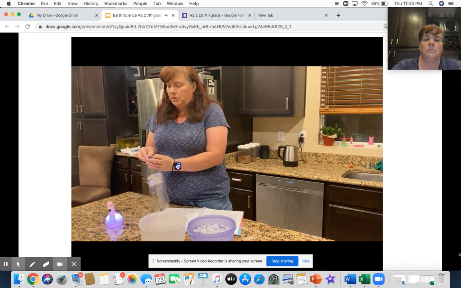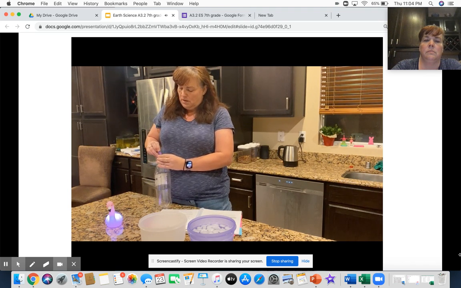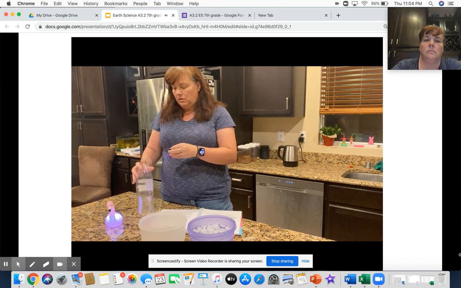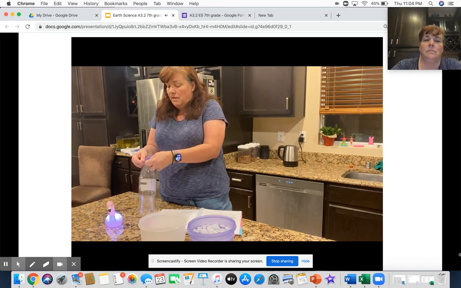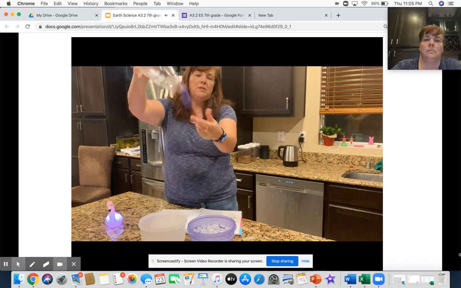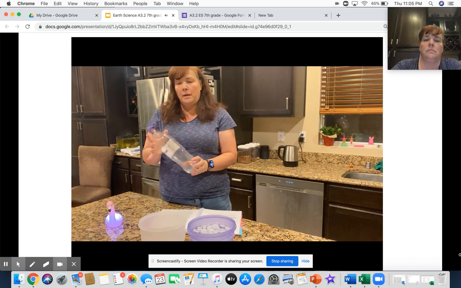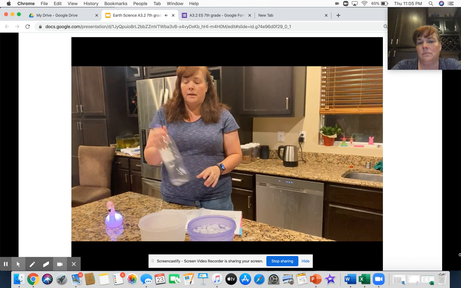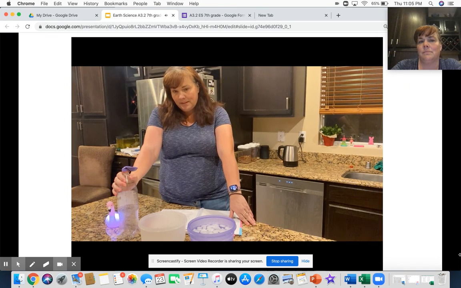So I'm going to put the balloon over the top. Let's see if we can get the balloon to go on right. Okay, so we're going to put the balloon over top of the bottle, like so. And you can tell there's no air in there. And we're going to see what happens when I put just the bottle inside of the bowl of hot water. Okay, what do you think is going to happen?